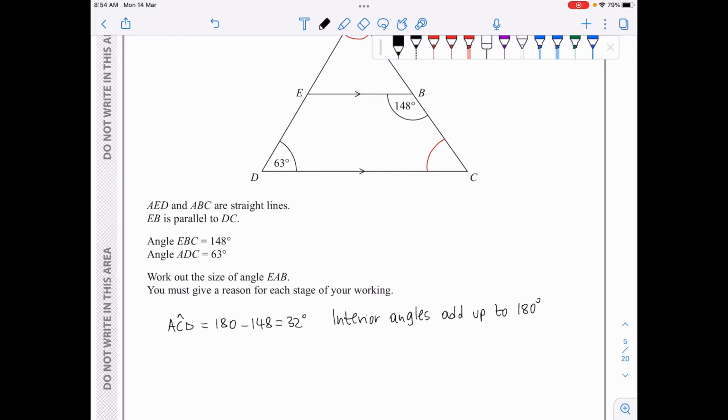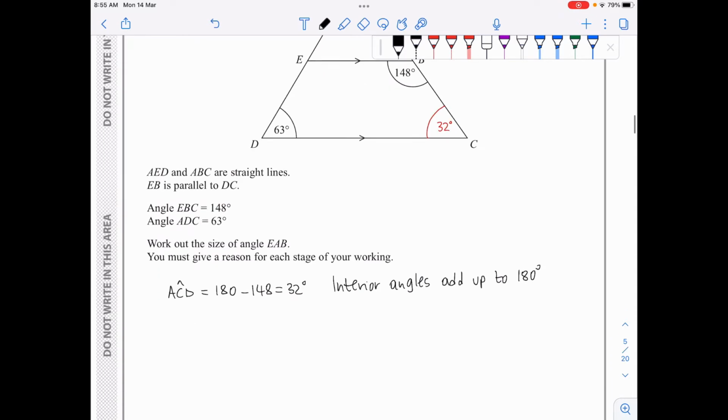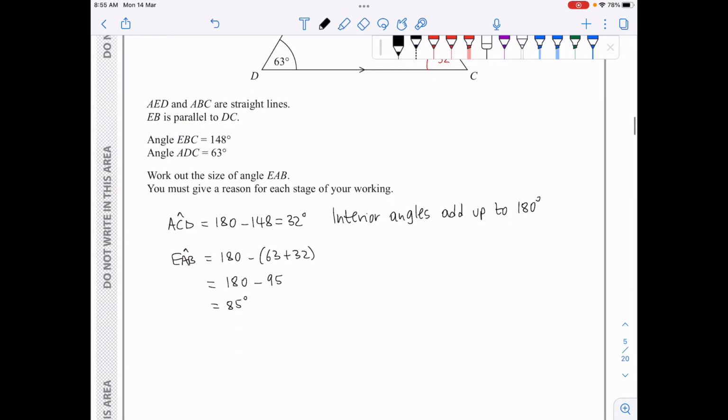I think it's a good idea to keep updating your diagrams with any information you derive. So I'm going to put the 32 here. And then it's easily seen that to find the angle here, the A, is just the third angle in triangle ADC. So I can simply say that EAB is 180 minus the 63 and the 32. Now 63 and 32 gives me 95, so this is 85 degrees. The reason is that angles in a triangle add up to 180 degrees.